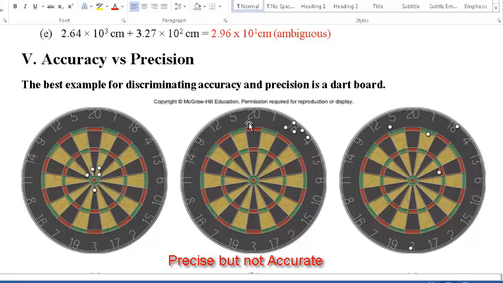What would you say, accurate or precise? Probably precise but not accurate. This one is accurate and precise. This is precise but not accurate.